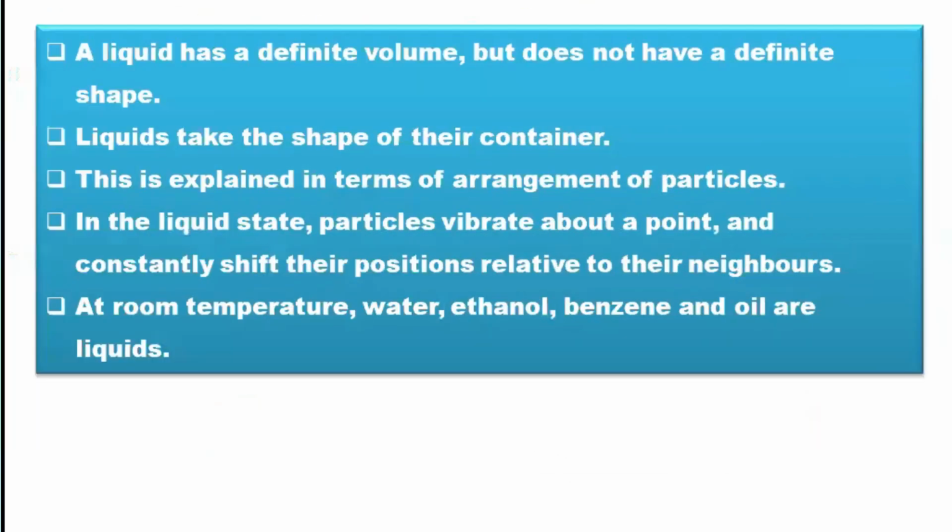The liquid, the second physical state. A liquid has a definite volume but doesn't have a definite shape. Liquids take the shape of their container. They do not have their own shape. This is explained in terms of the arrangement of particles. In the liquid state, particles vibrate about a point and constantly shift their positions relative to their neighbors. At room temperature, water, ethanol, benzene, and oil are liquids.